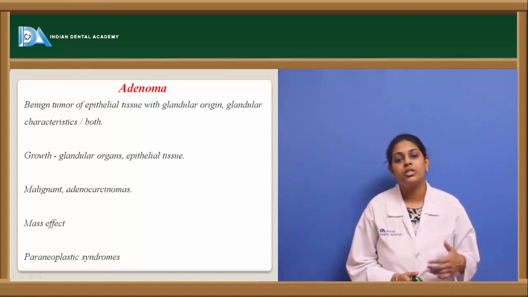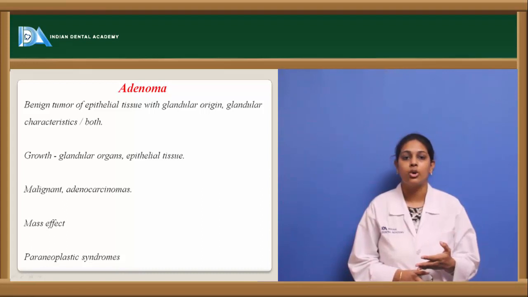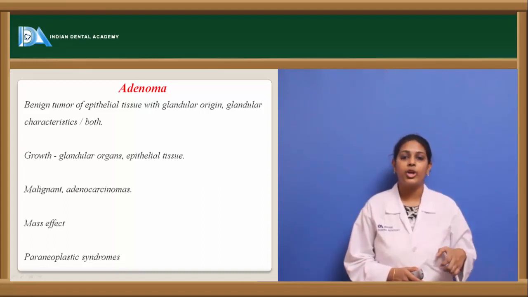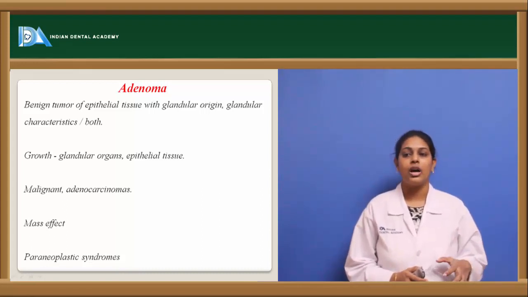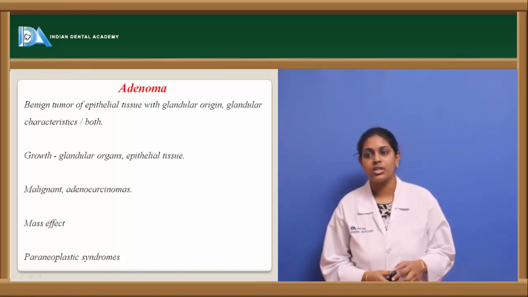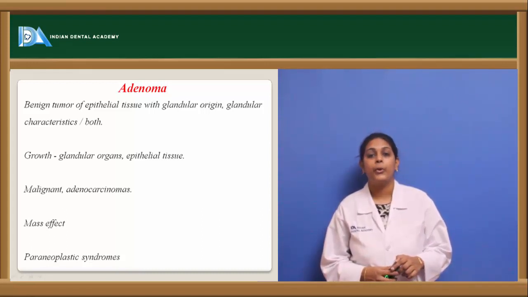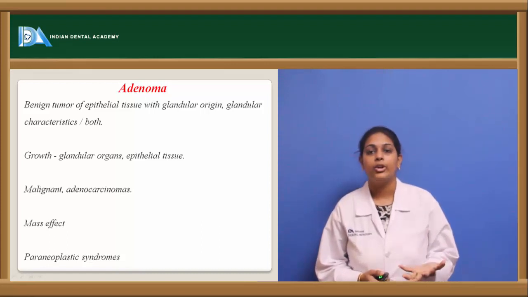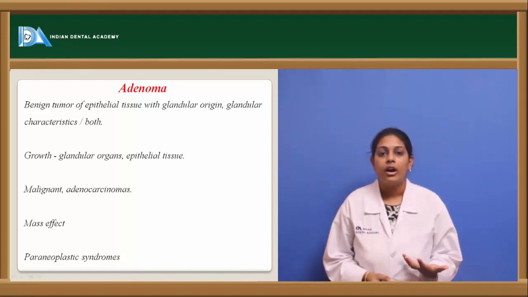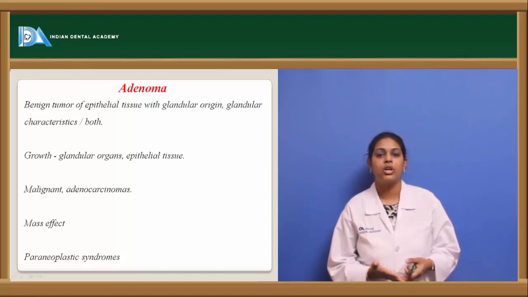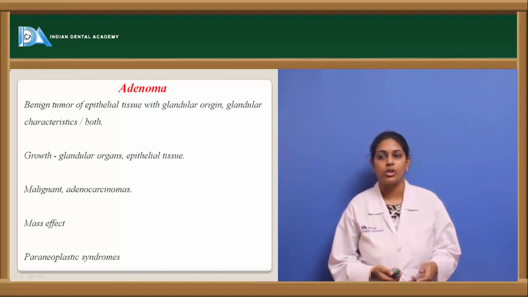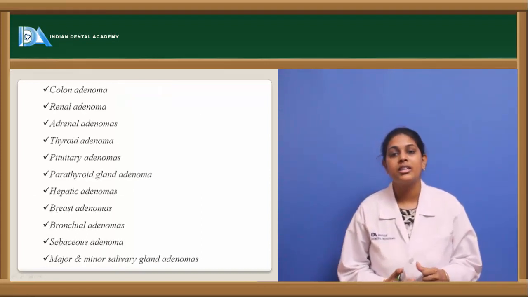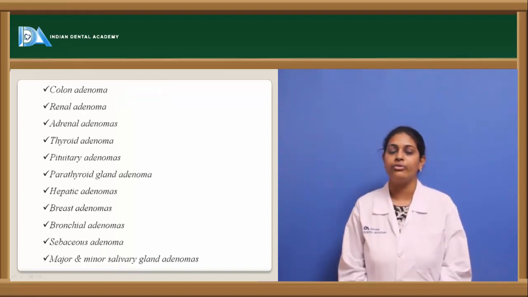And usually certain adenomas may turn into carcinomas; they might undergo malignant changes and result in the formation of adenocarcinomas. Usually it shows a mass effect, involving both the epithelium and connective tissue when it reaches the malignant stage, and it is also associated with certain paraneoplastic syndromes. If it involves the pituitary gland or the adrenal gland, it might be associated with those syndromes also. So adenomas are usually classified based on the location they involve.